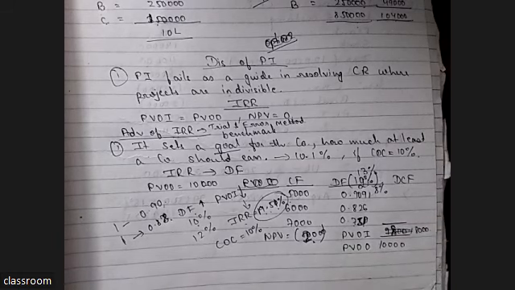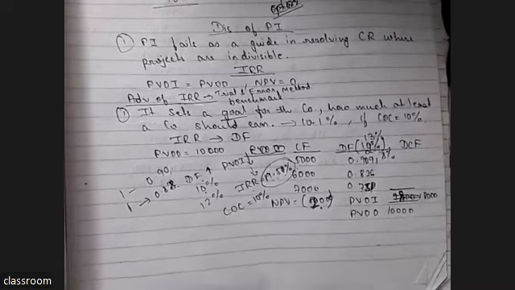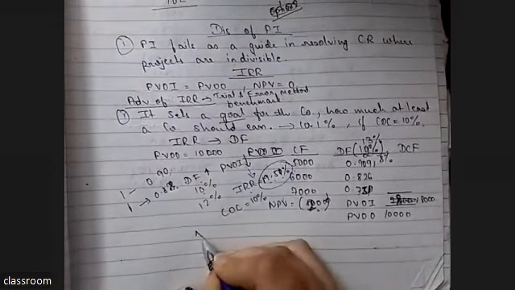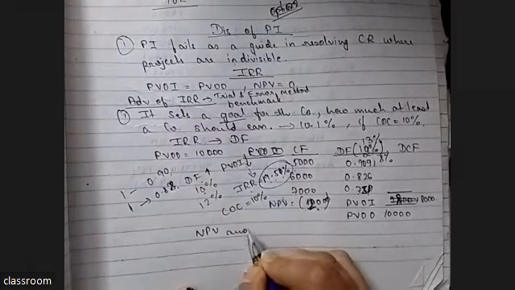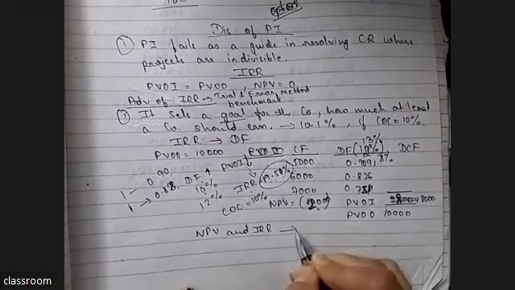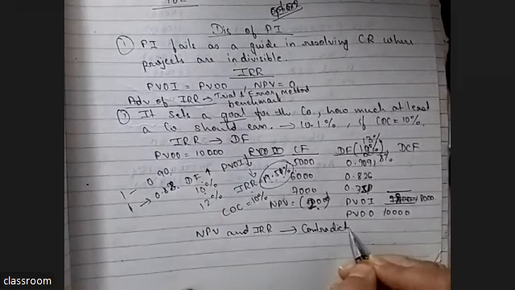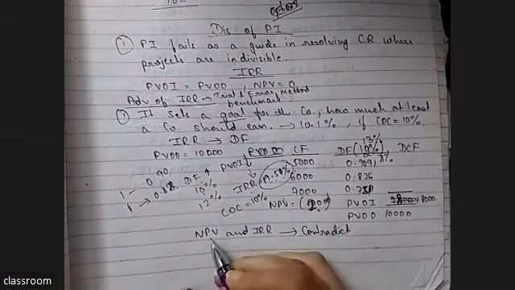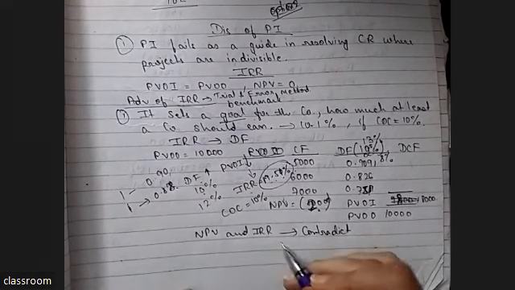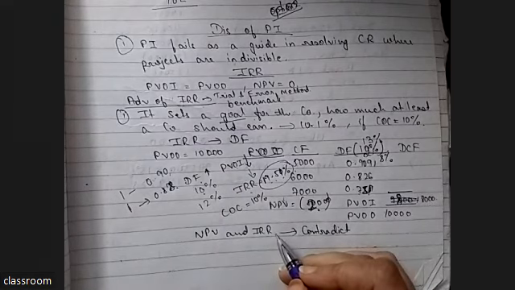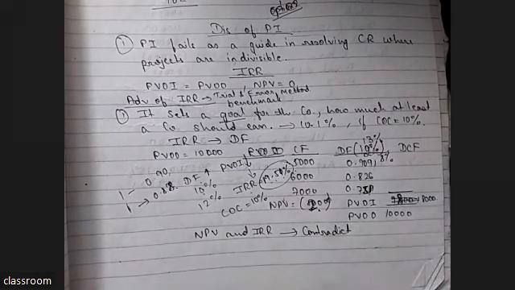NPV and PI cannot give contradictory answers, but NPV and IRR can contradict. In some cases, you will find NPV is saying accept the project, but IRR is saying reject the project. There we need to apply another method.